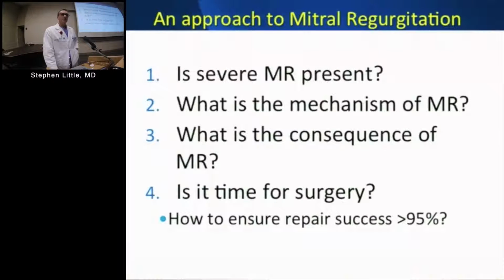And then ultimately the question that if you've got a patient in front of you is it time for surgery, and what additional data can I provide to the surgeon to ensure the repair success is over 95%, because that's really the expectation for a surgical repair. It's changed. It used to be 90. More recent guidelines expect now 95.